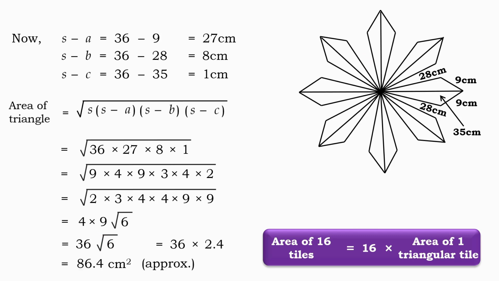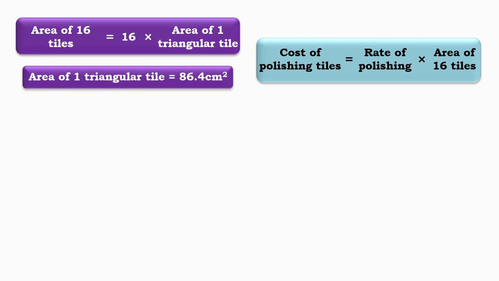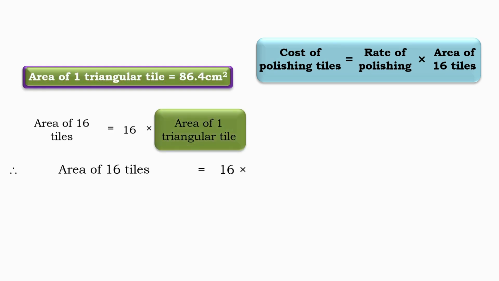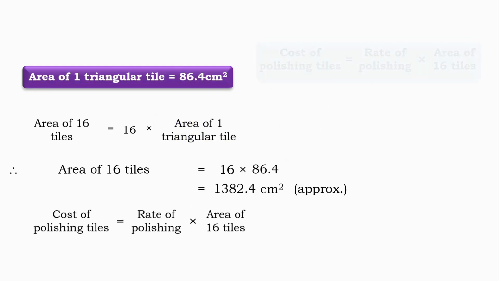Now multiply it, which comes to approximately 86.4 centimeter square. So this is the area of one triangle. Now we need to find the area of 16 triangles, right? So 16 triangles will be 16 into 86.4. If you multiply, you will get an approximate value of 1382.4 centimeter square.